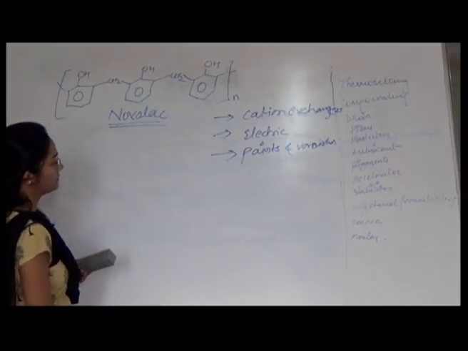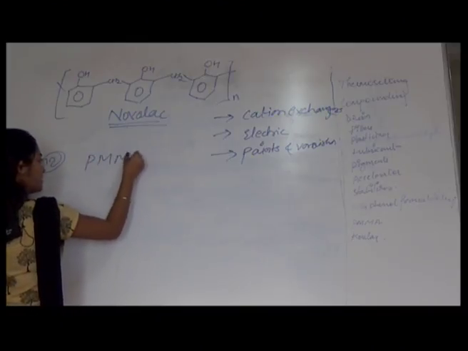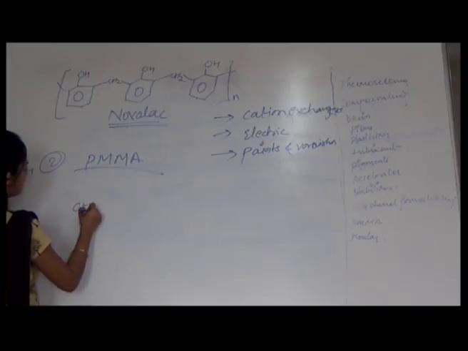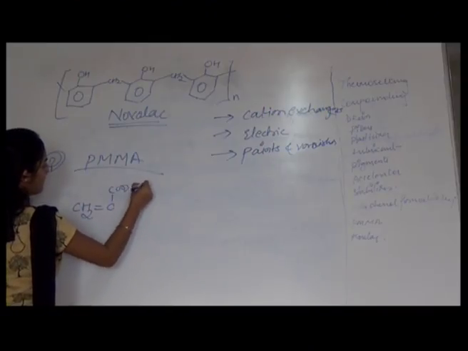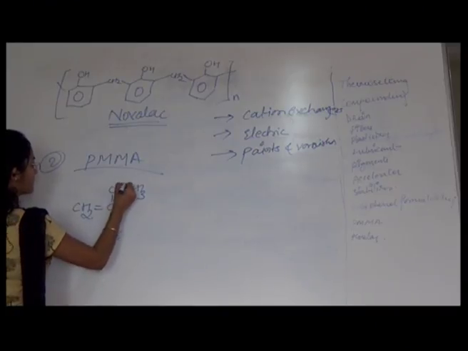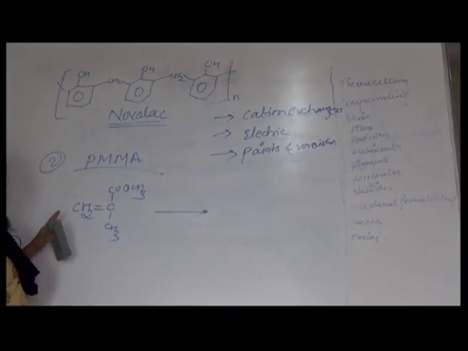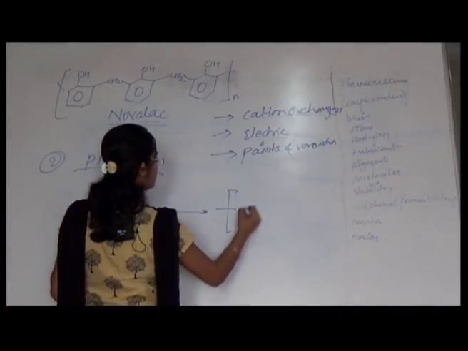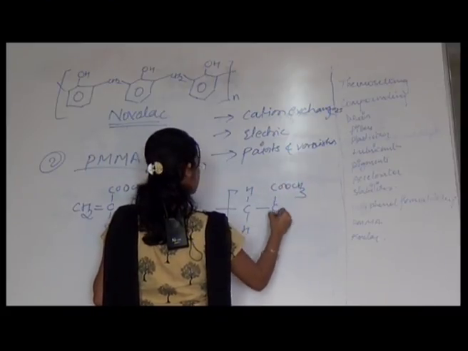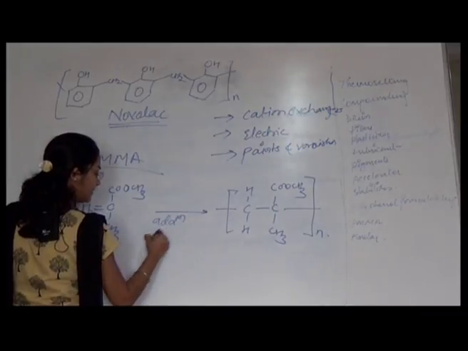Paints and varnishes also contain this Novolac. Okay, the next preparation and use is of PMMA, which is termed polymethyl methacrylate. So we will see the preparation of that. This is a methyl acrylate. So addition polymerization takes place and you will get a product.